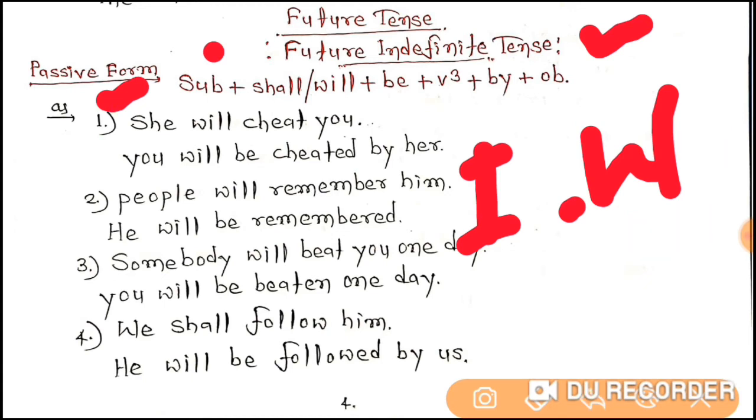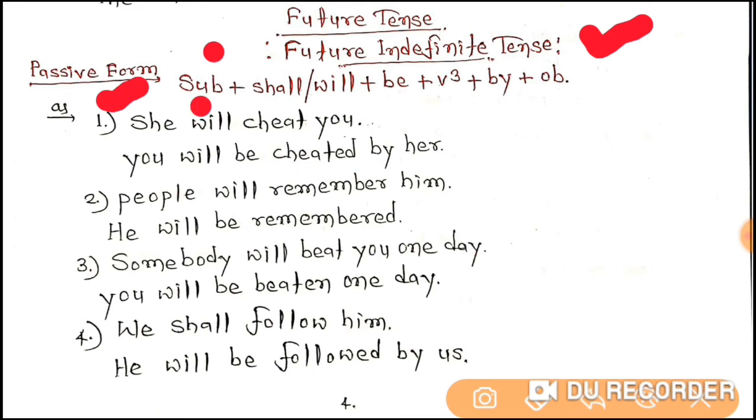So let's understand ahead. At first you have to use subject, then shall or will, one of them, then be you have to use, and after be you have to use what? V3, and then by, and then object. So the same thing we have to do here too. Let's understand with the help of the examples.